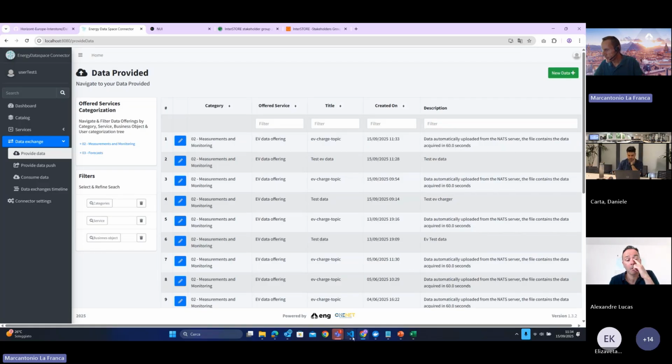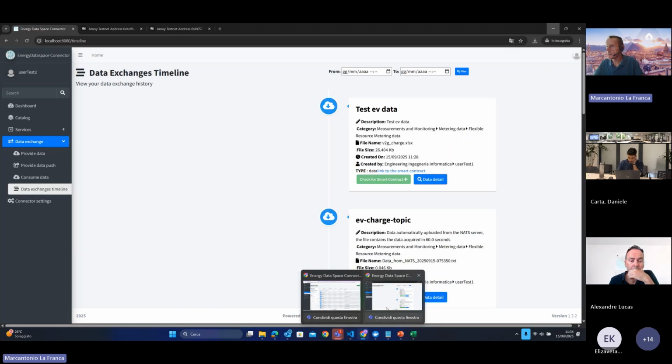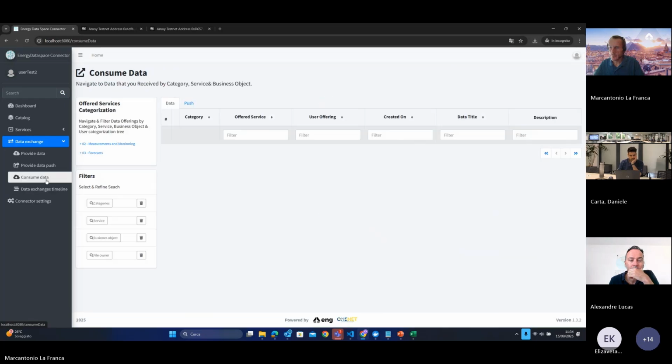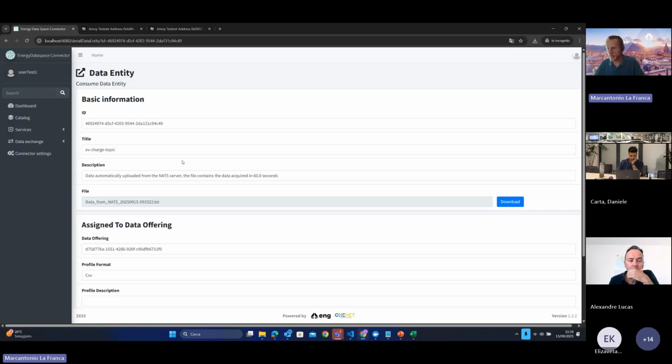And if we want, we can also download this data with the user test 2. So we have this data, the EV charge topic, access to this element, and download. Was it also showing in the timeline, Marcantonio? Yes, it was there. Okay.